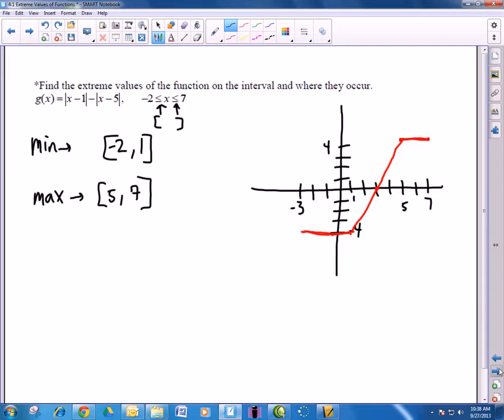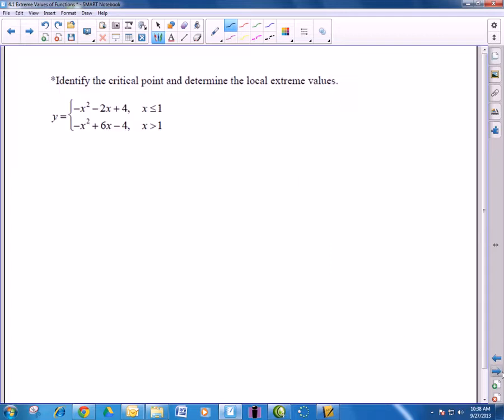Okay, we have one more problem to do here. So let's take a look at it. Now we're identifying critical points on this piecewise function, and we're going to be able to do this without a graph. So first of all, we have to identify the critical points. First thing we want to do is set the derivative of each one of these equal to 0.